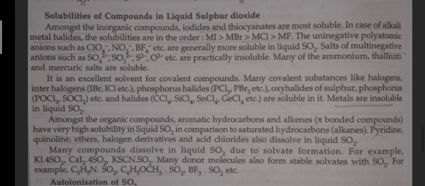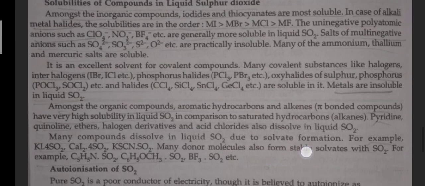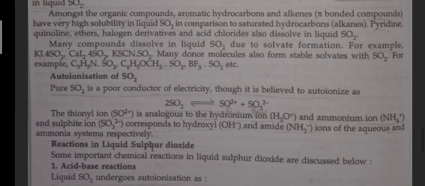Salts of multinegative anions such as SO4 2 negative, SO3 2 negative, S2 negative, O2 negative, etc. are practically insoluble. Among the organic compounds, aromatic hydrocarbons and alkenes, pi-bonded compounds, have a very high solubility in liquid SO2 in comparison to saturated hydrocarbons, alkanes. Pyridine, quinoline, ethers, halogen derivatives, and acid chlorides also dissolve in liquid SO2.